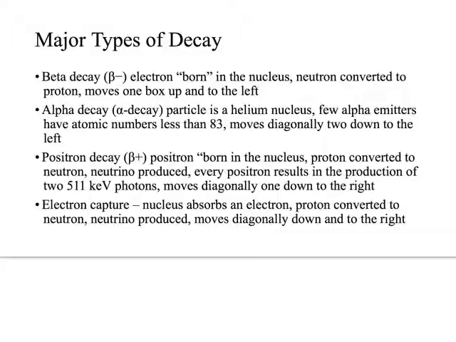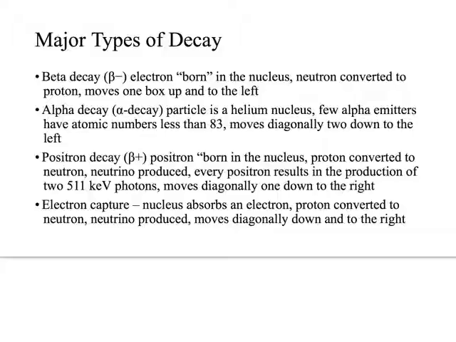For alpha decay, sometimes symbolized with the little Greek letter alpha, a particle is given off. And that particle is actually a helium nucleus, right? So it has all the things that are inside of a helium atom, but it lacks the electrons. So it has two protons, two neutrons.